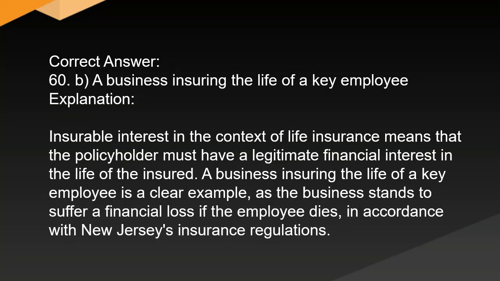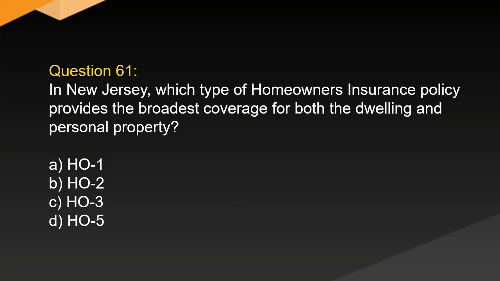Correct answer. B. A business insuring the life of a key employee. Explanation. Insurable interest in the context of life insurance means that the policyholder must have a legitimate financial interest in the life of the insured. A business insuring the life of a key employee is a clear example, as the business stands to suffer a financial loss if the employee dies, in accordance with New Jersey's insurance regulations.